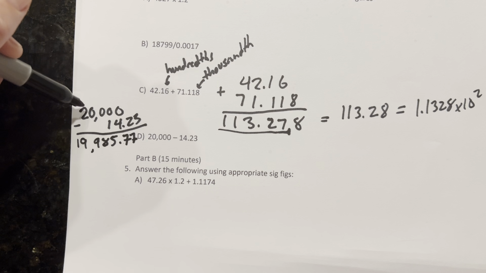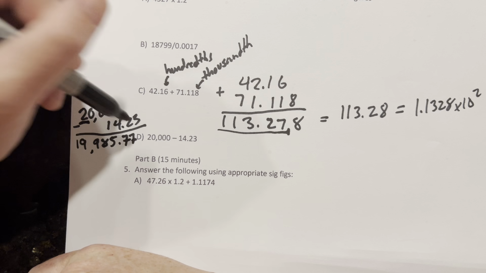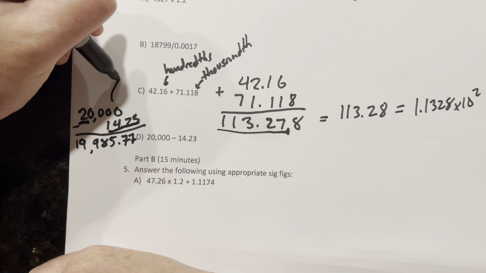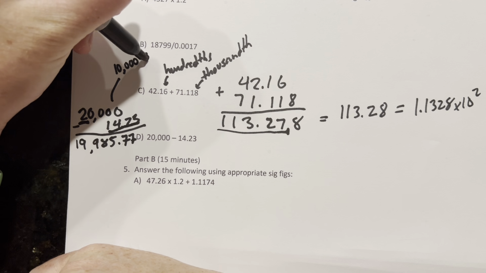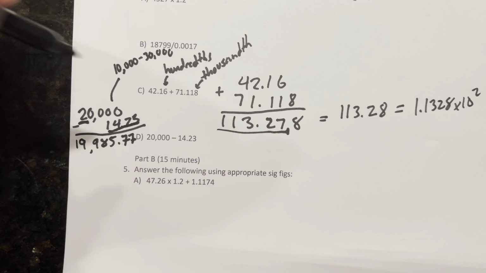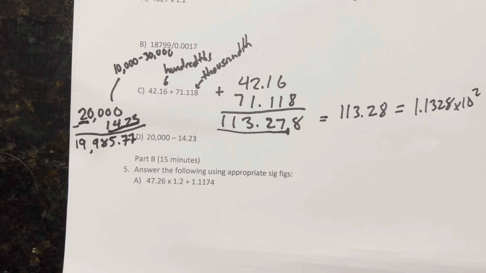But keep in mind, this 20,000 is really a range between 10,000 and 30,000. This only has one sig fig. So if we were underlining how much we knew about it, we only know to the 10,000ths place. This one we know all the way to the hundredths place. So again, just remember, in case you missed it, this is a range between 10,000 and 30,000. If we have no idea what that number is, only the fact that it's somewhere between 10,000 and 30,000, we can't possibly care if we're going to take away 14.23, this minuscule tiny amount.